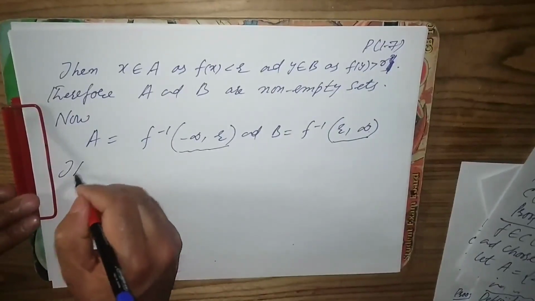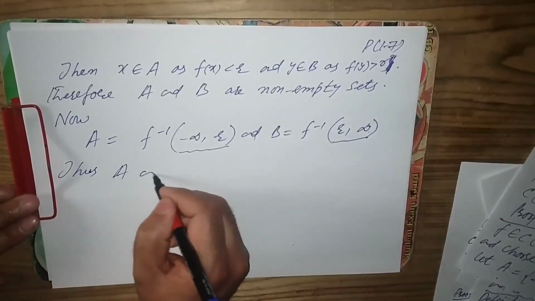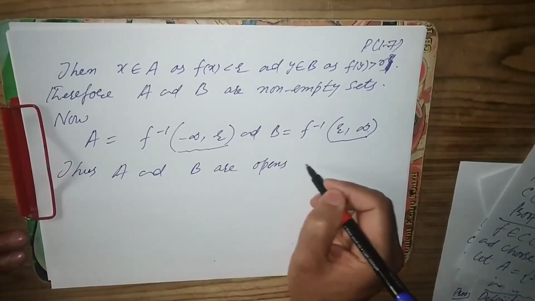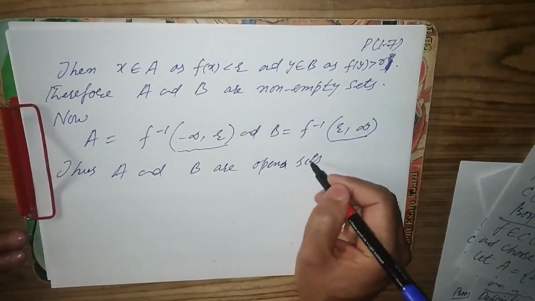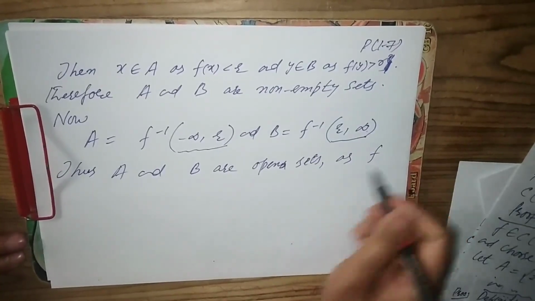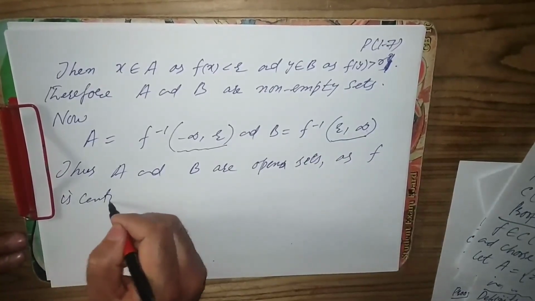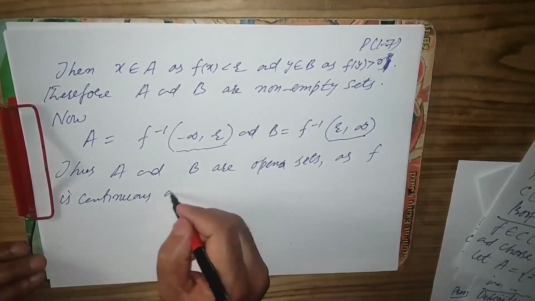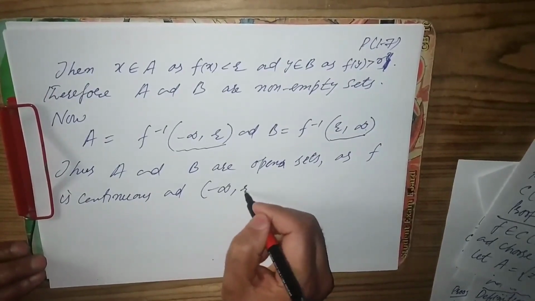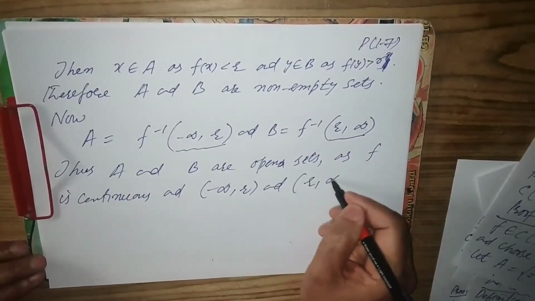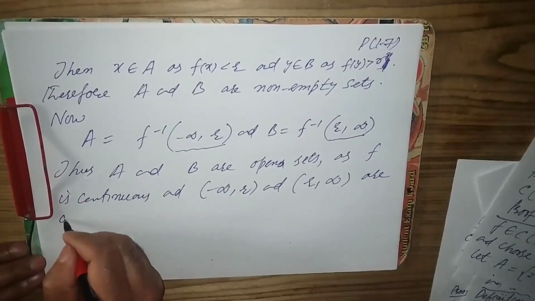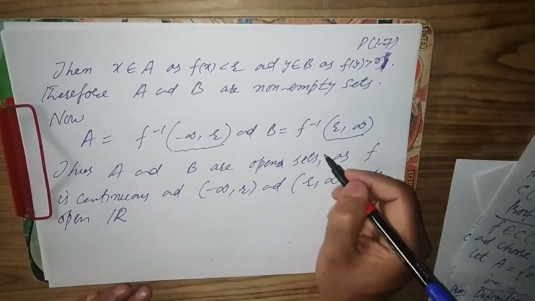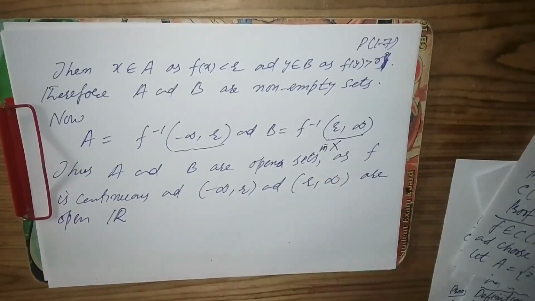Thus A and B are open sets, as f is continuous. So therefore the inverse image of open sets is open, and these two, minus infinity to r and r to infinity, are open in R. They are open sets in X.